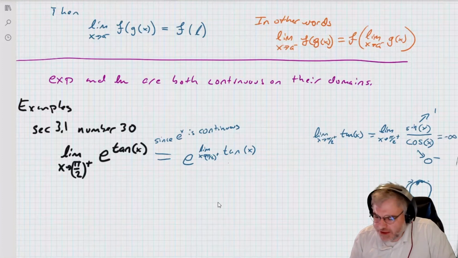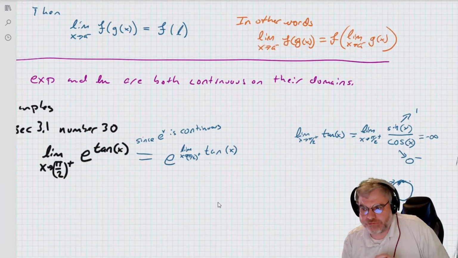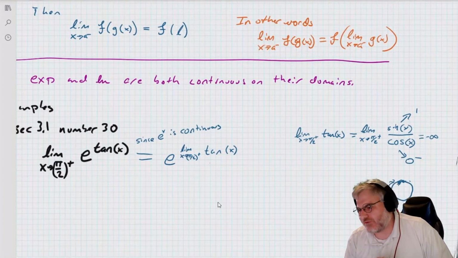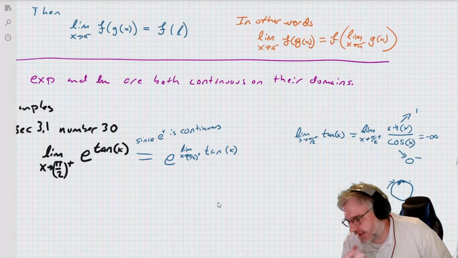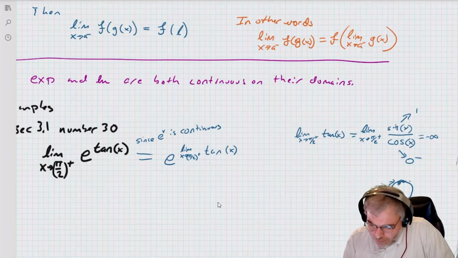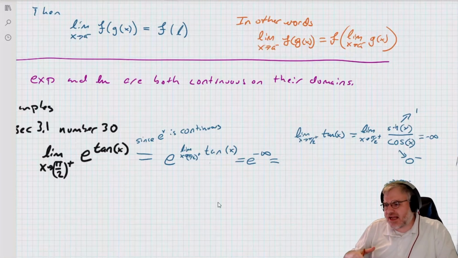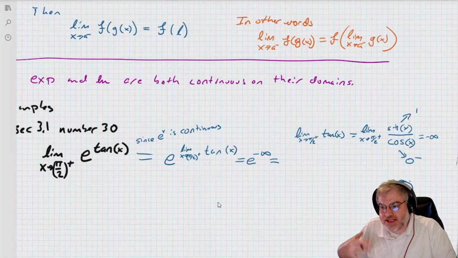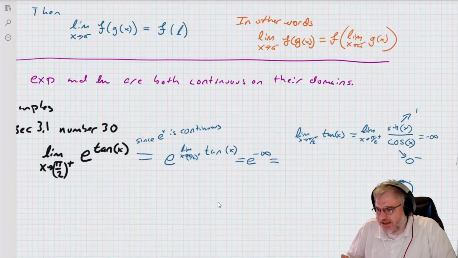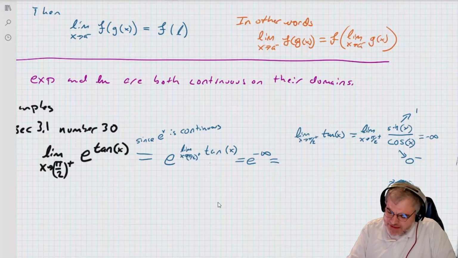Now, I'm going to get yelled at, you can't just say e to the negative infinity. But I'm going to go ahead and say it. So I wind up with e to the negative infinity. Well, as the exponent gets really negative, e to the x gets closer and closer to 0. So this is going to be 0.